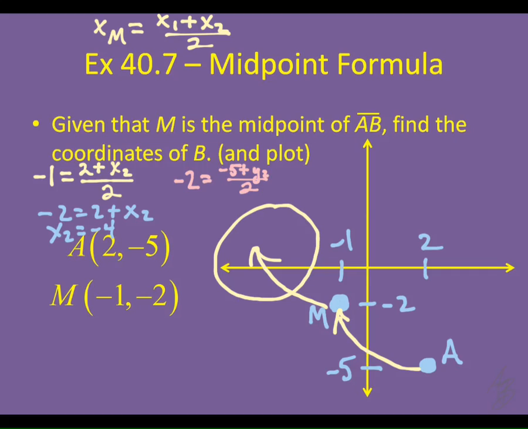What do we do to get y2 by itself? Multiply 2 on both sides. Okay, multiply by 2 on both sides, we get -4 equals -5 plus y2, not y squared, y2. And then add 5 to both sides, we get y2 equals positive 1. So what are the coordinates now of point B?